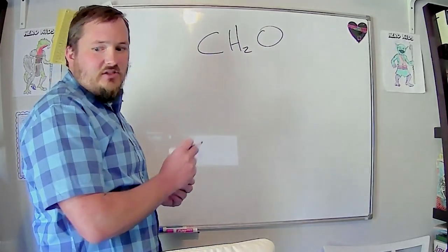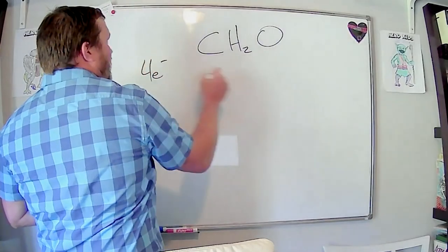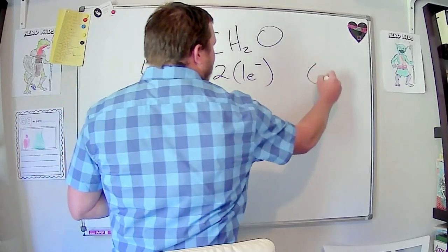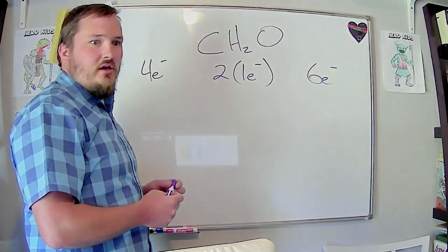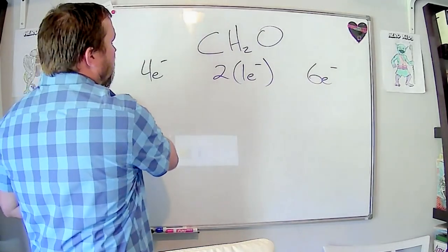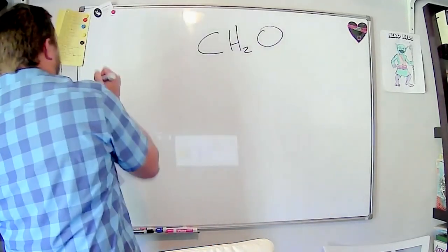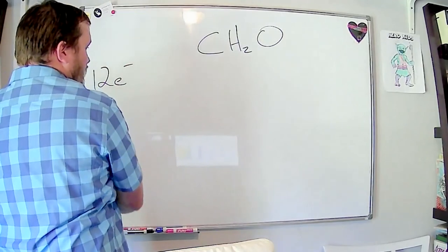CH2O is going to give us a total of, we have 4 electrons from the carbon, 2 times 1 electron for the hydrogens, and 6 valence electrons for the oxygen. That's going to give us a total of 12 electrons. So keep tabs on that off to the side somewhere.